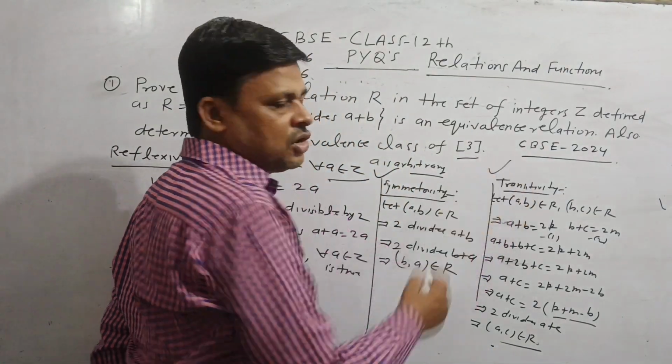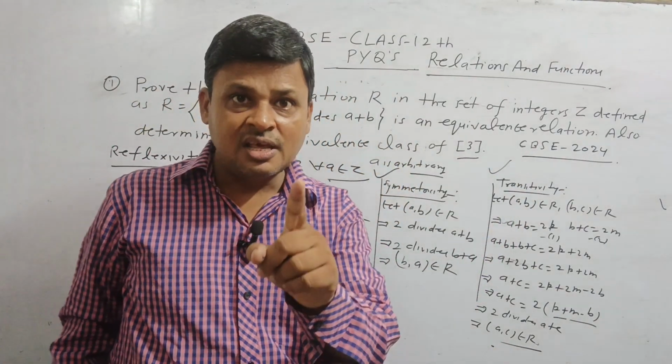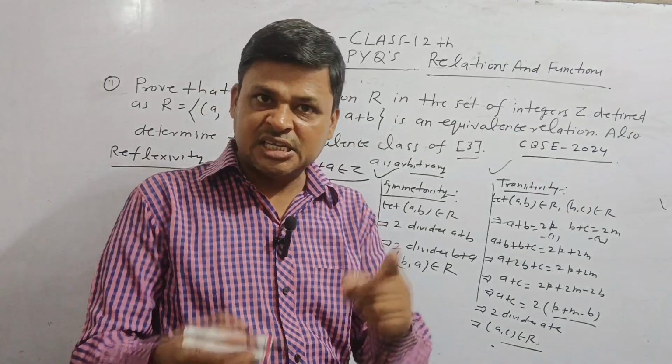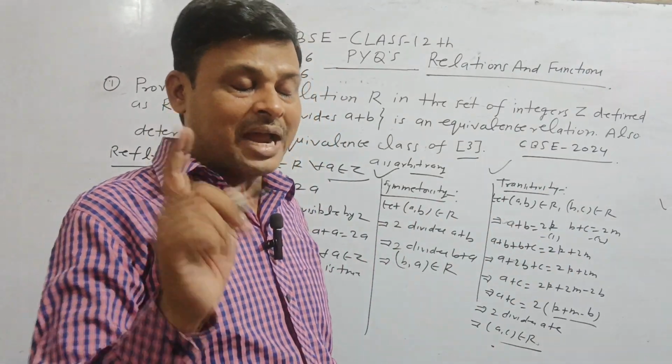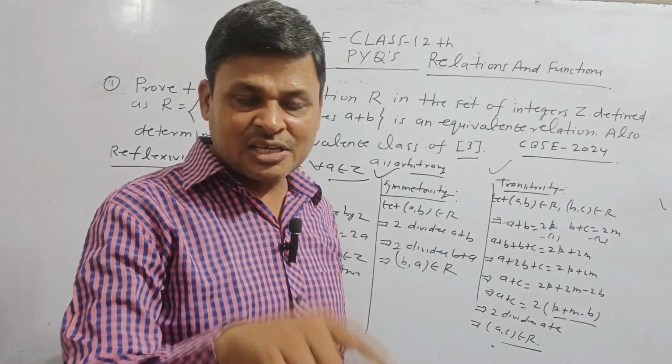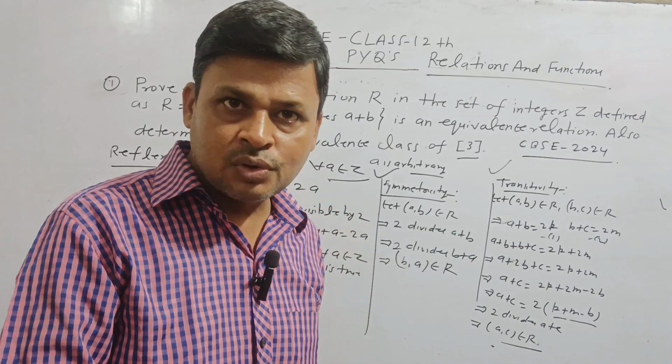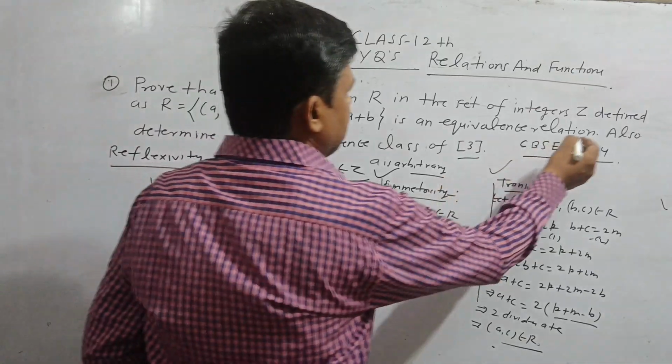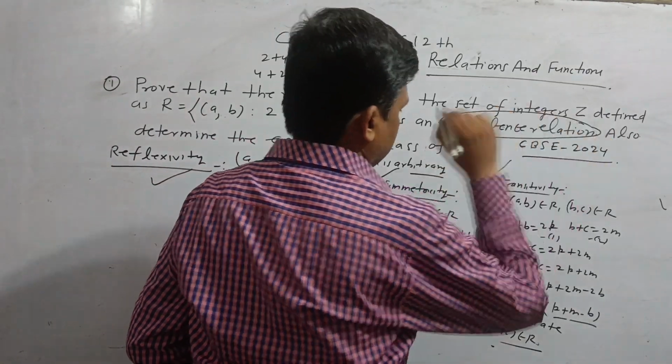That means the transitivity holds also. So this relation is going to be an equivalence relation. It is proved. You have to write in the board examination that as this relation is reflexive, symmetric, and transitive, that's why this relation is an equivalence relation. It is proved.